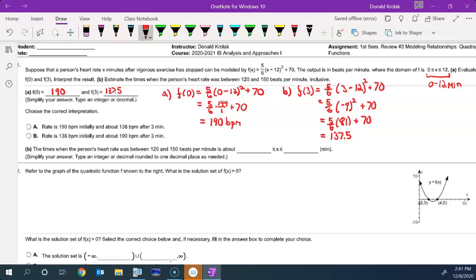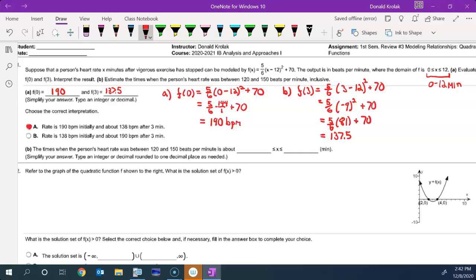All right, choose the correct interpretation. The rate is 190 beats per minute initially and about 138 beats per minute after 3. The rate is 138 beats initially and about 190 after 3. So we can see that A is the correct answer.